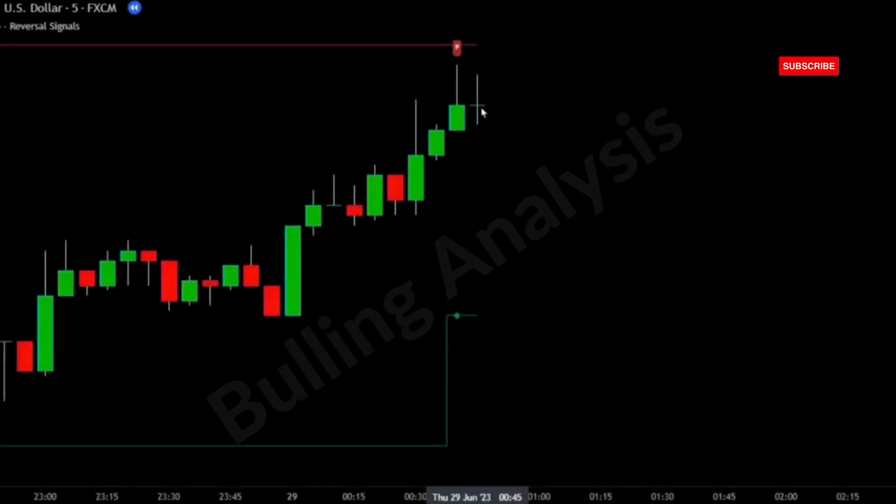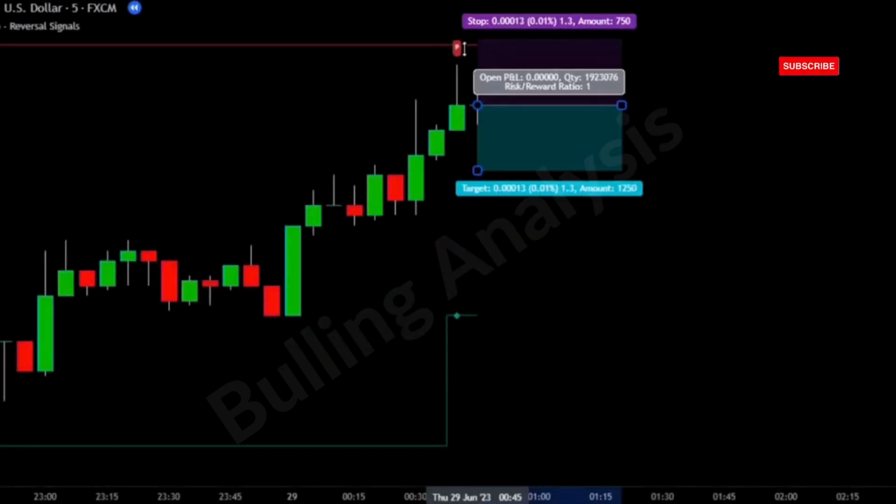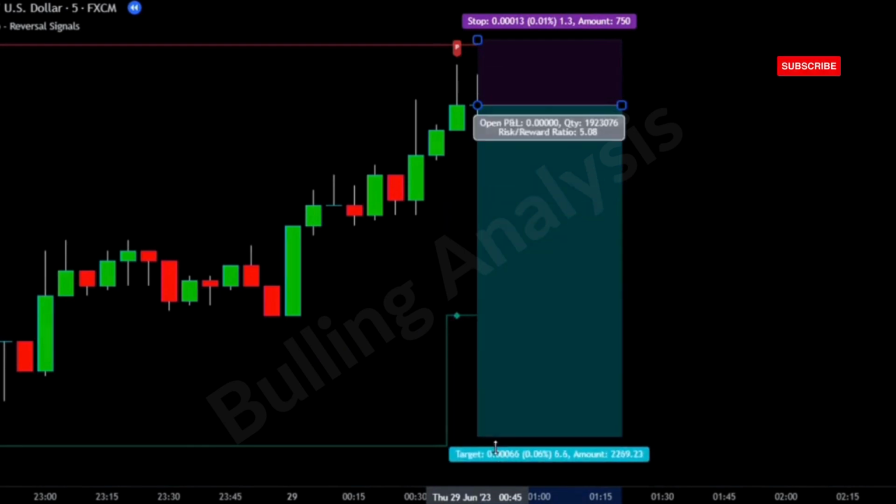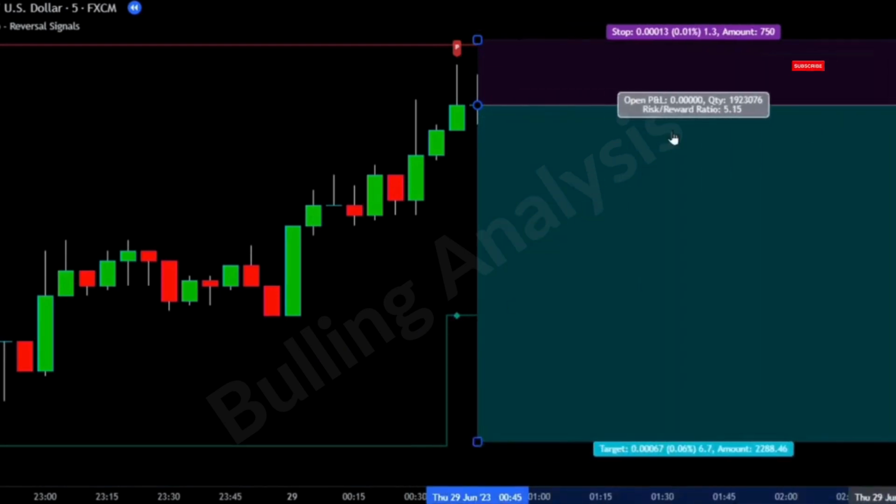resistance level. Conversely, for a sell signal, your stop loss should be just above the resistance line, and the take profit target should be around the nearest support.